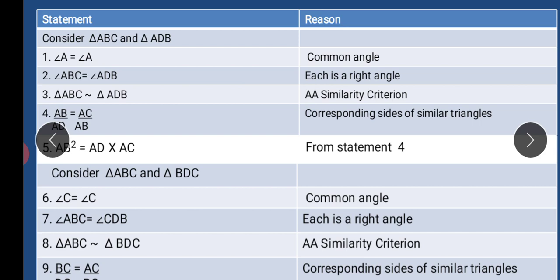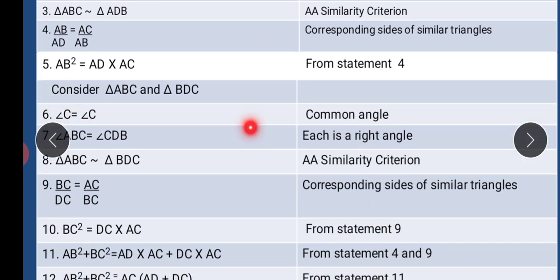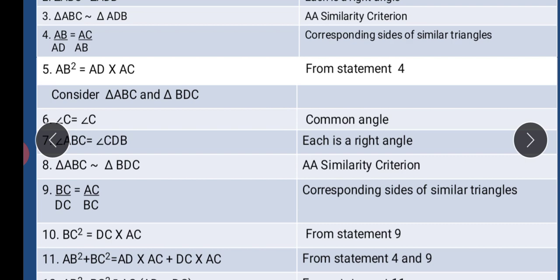In the same manner, select two triangles with BC as the common side, and they are triangle ABC and triangle BDC. Look at steps 6 to 10. It is exactly similar. A common angle, a right angle, AA criterion, and here BC is the common side. So you get BC upon DC is equal to AC upon BC. So BC square is equal to DC into AC.